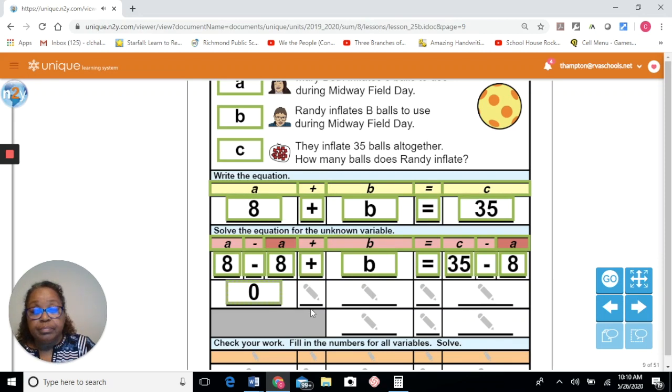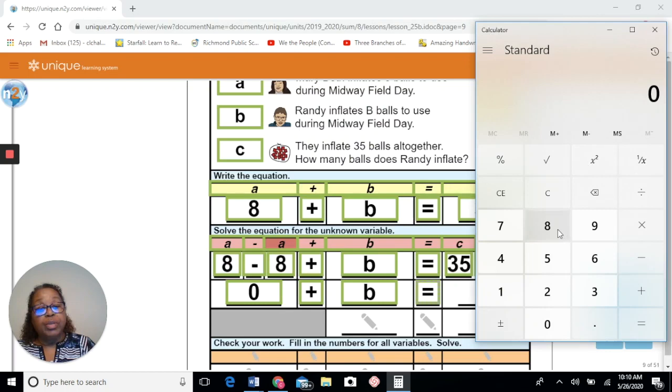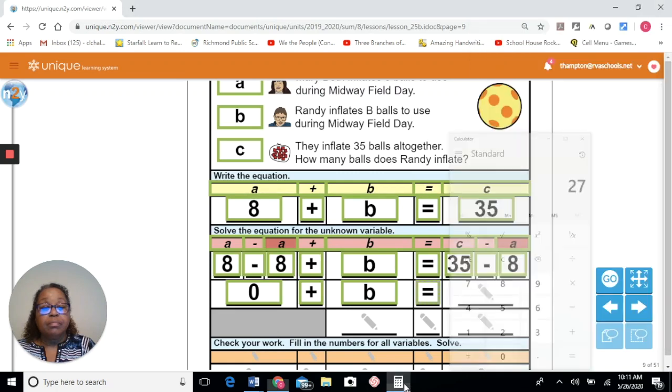Plus B. All right, we don't know what B is yet, so keep that in, and it will equal whatever's on this side. And now let's solve this side, 35 minus 8. Yes, let's use the calculator just because we're in a hurry. So it's 35 minus 8. 35 take away 8 equals 27. So let's put that answer in.